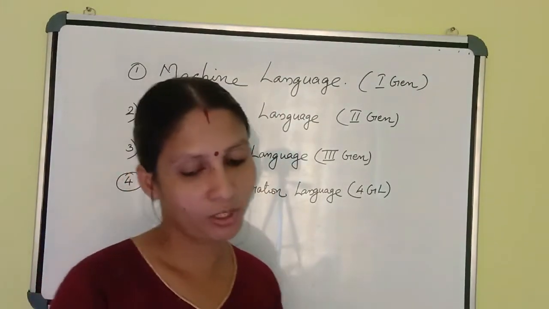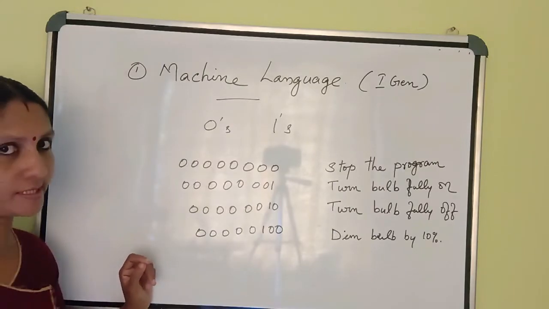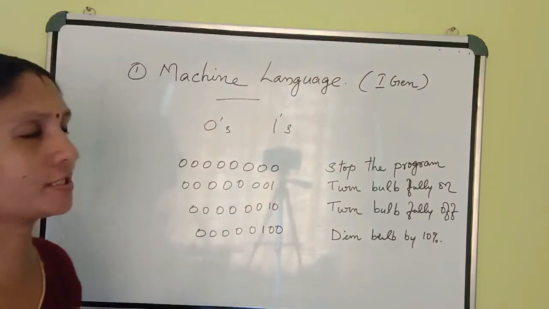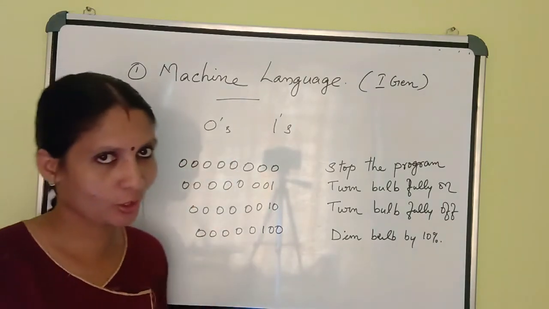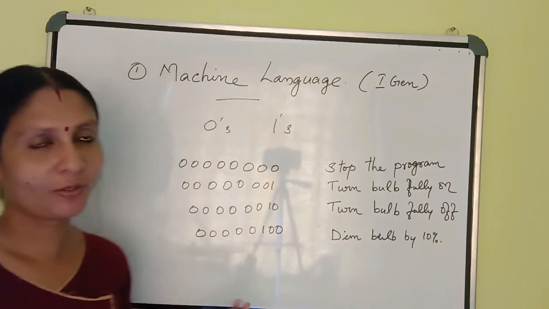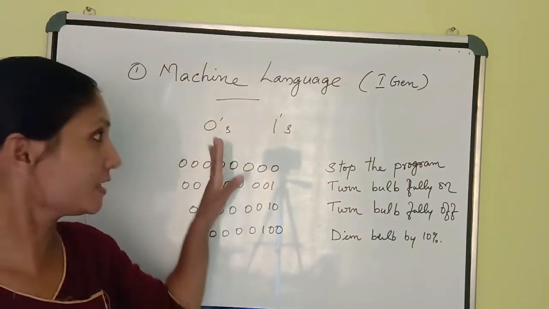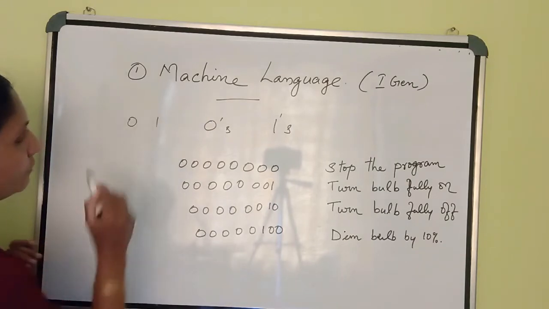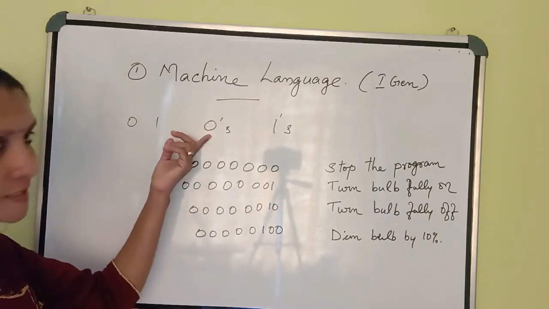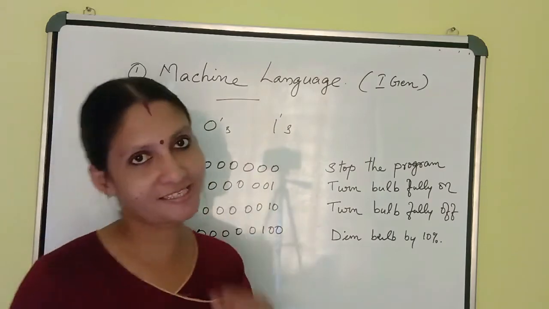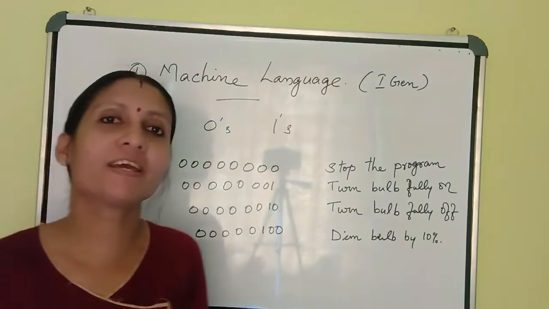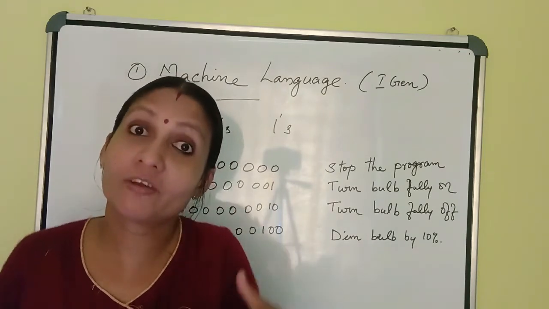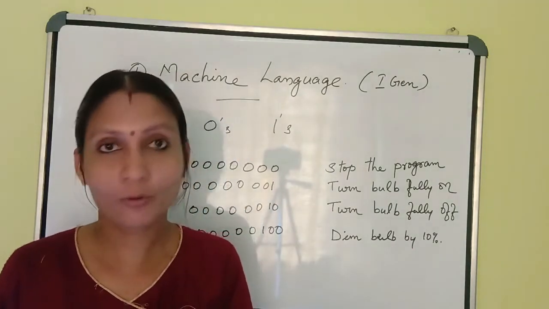Shall we learn more about these languages? Let's take the first type of language. What's that? Machine language. In the first generation, they developed machine language. What's the importance of this language? Do you know? It is machine dependent. And in this language, they are using zeros and ones. Only two digits: 0 and 1. 0 means off state and 1 means on state. With the help of these zeros and ones we can express the program.